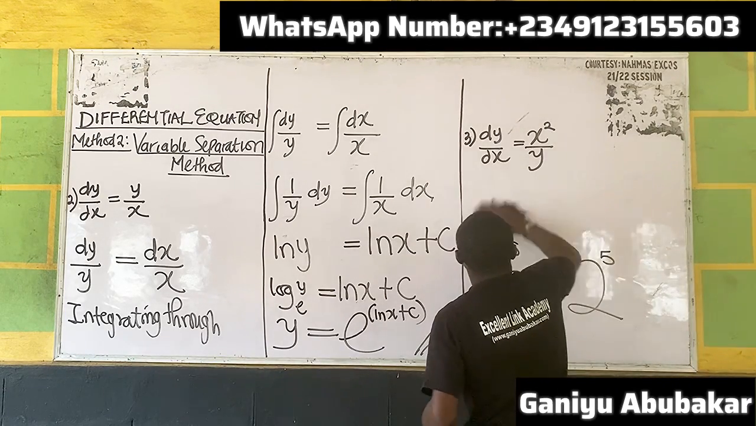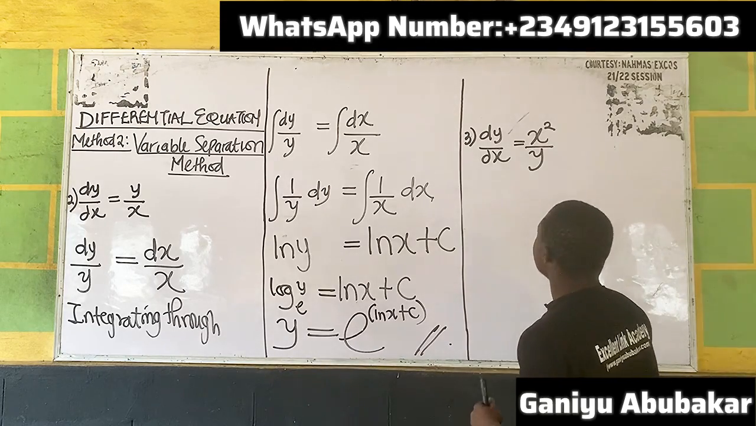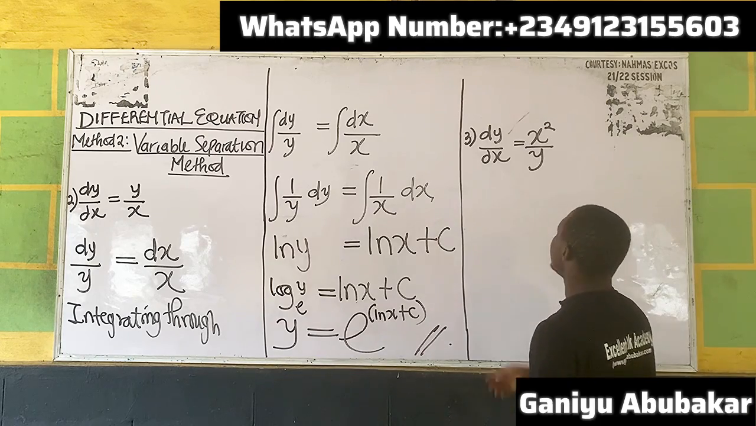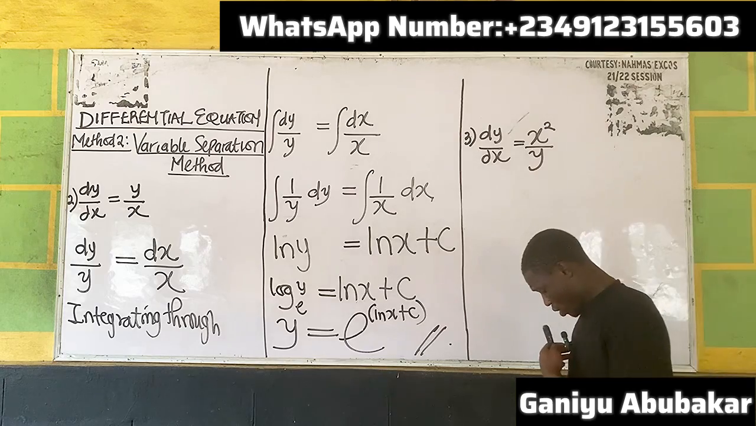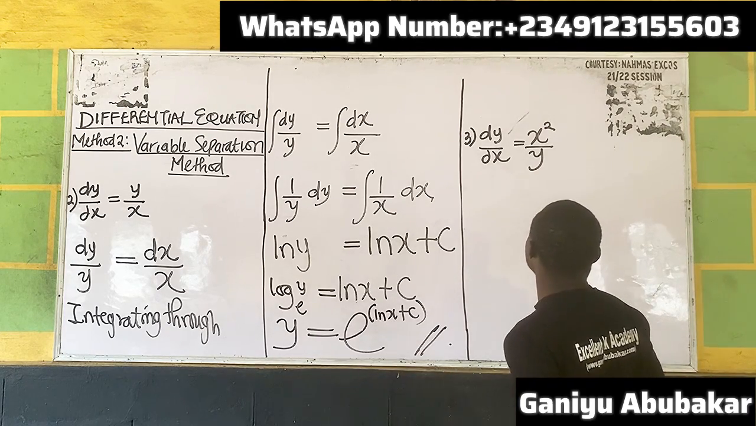Let's solve number 3. For number 3 here, this is a variable separable equation, a mixture of both x and y. So what do you do here in this case? Let us first, it's easy.